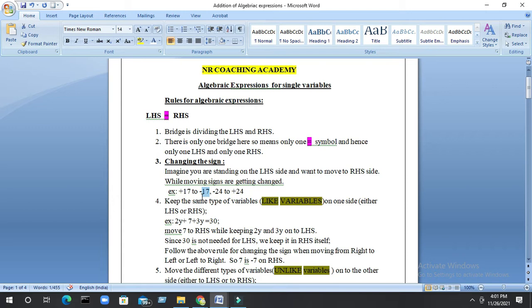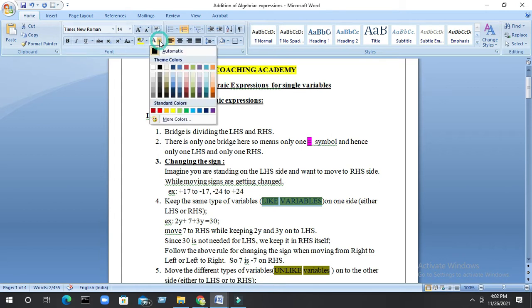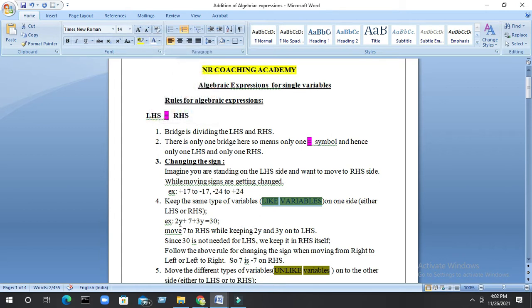Next, let us go to the fourth point. If you understand the fourth point, it tells us to keep the same type of variables, or in mathematical terms, like variables, on one side. It can be on the left side or on the right side, but keep them on one side. Got it? Here I have given an example: 2y plus 7 plus 3y is equal to 30. Here the variable y is repeated twice, 2y and 3y, so they are the like variables.